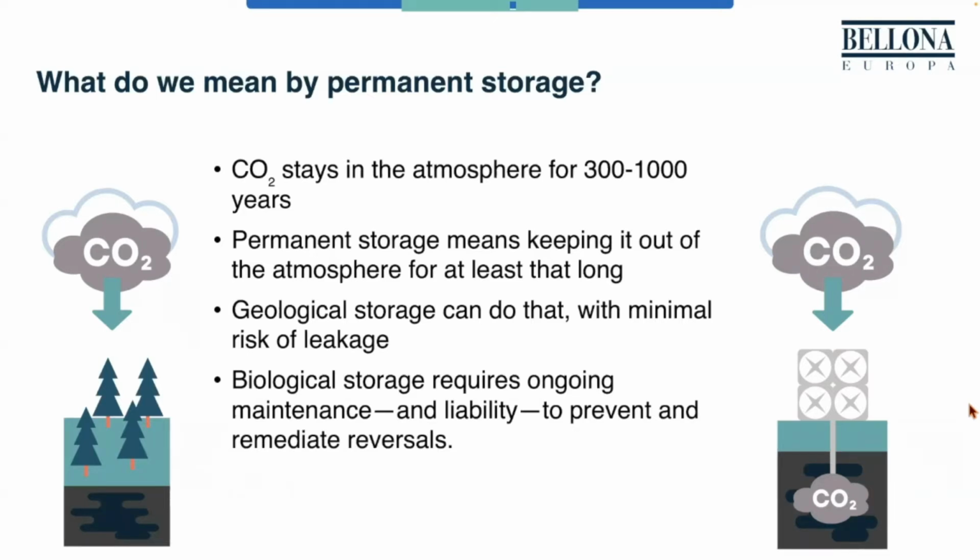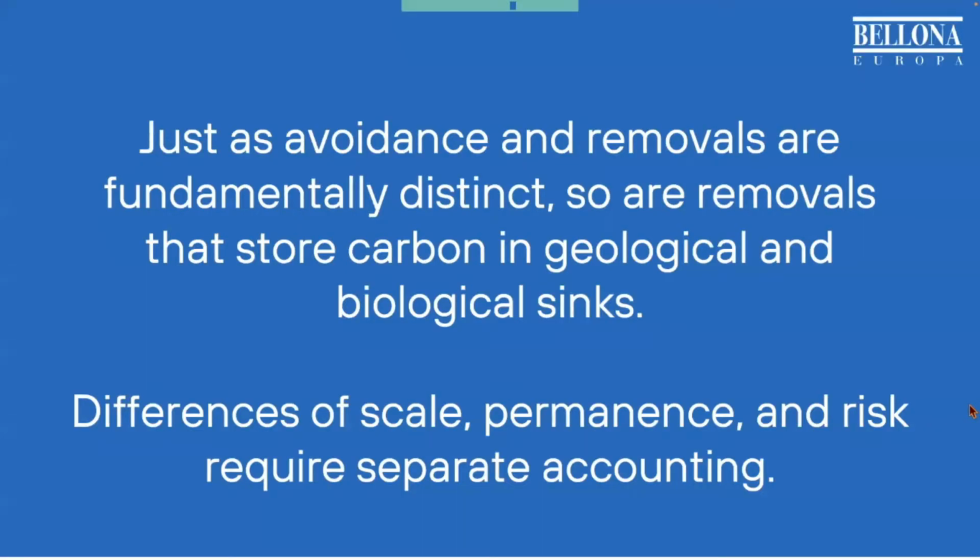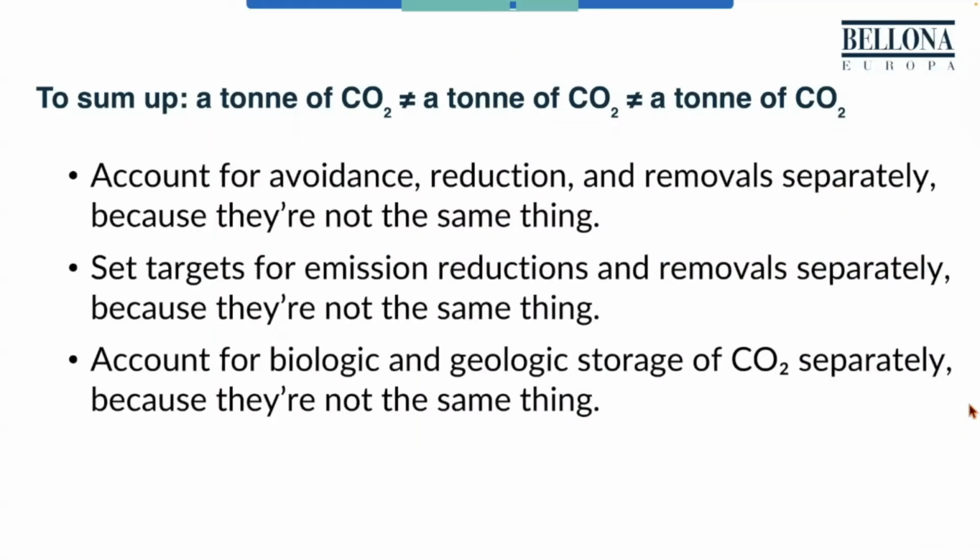Biological storage, such as in biomass stocks, can also keep carbon out of the atmosphere for long periods of time, but requires ongoing maintenance and liability to prevent and remediate potential reversals that might happen from wildfires, drought, pests, or mismanagement. And just as avoidance and removals are fundamentally distinct, so are removals that store carbon in geological and biological sinks. They have differences of available scale, differences of expected permanence, differences of risk of reversal, and monitoring needs that require separate accounting. So, just to sum up, you need to put different things in different buckets.